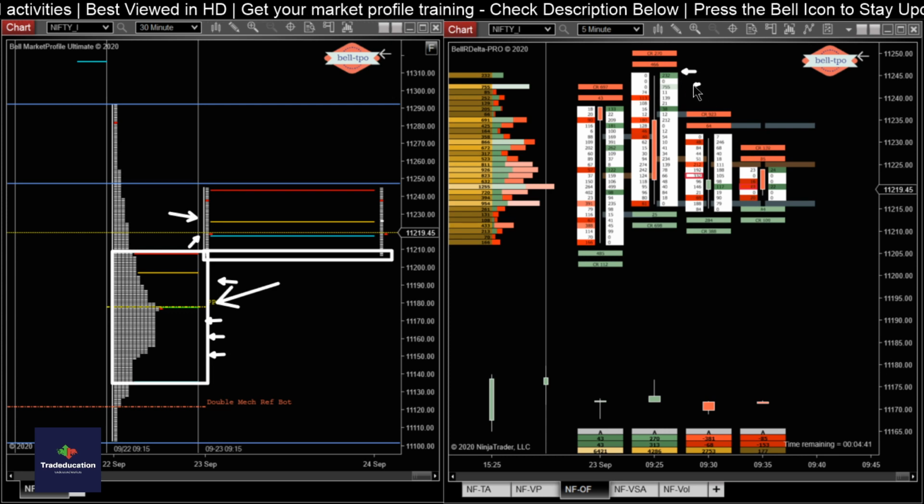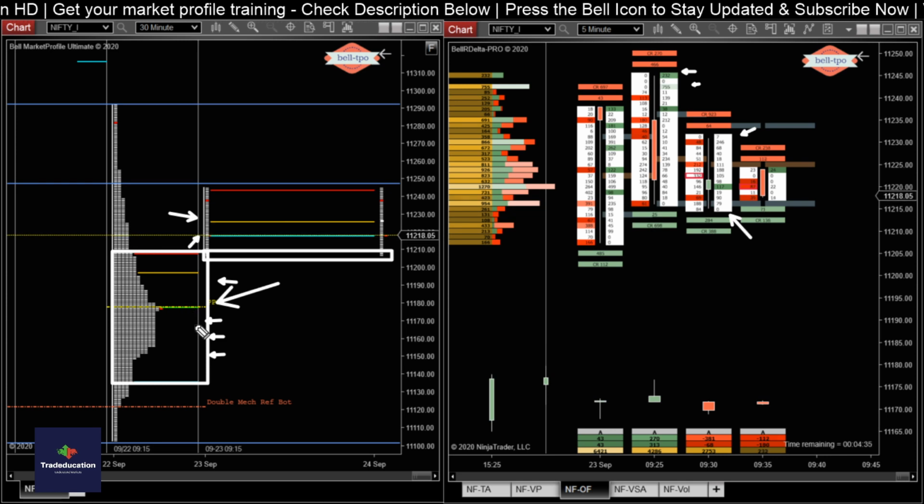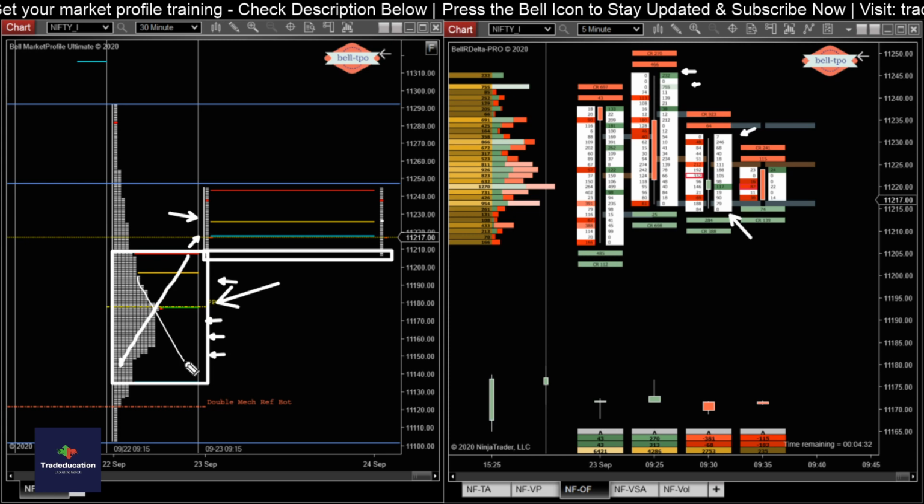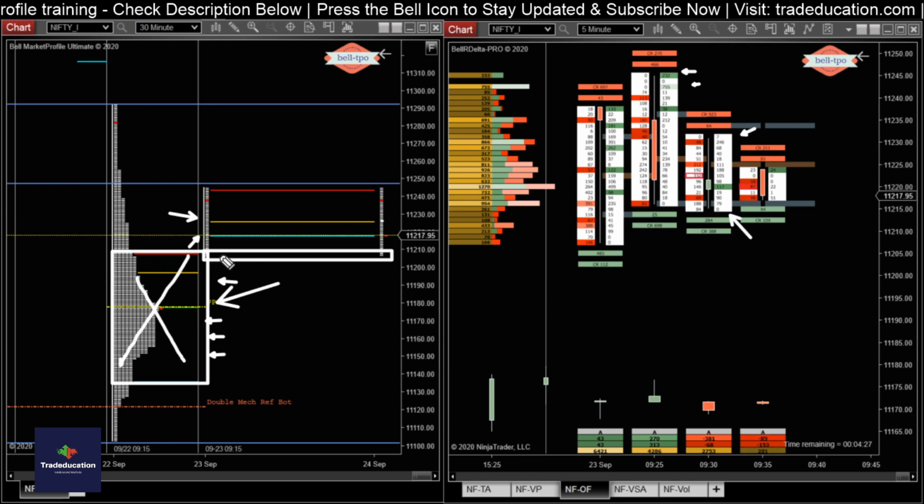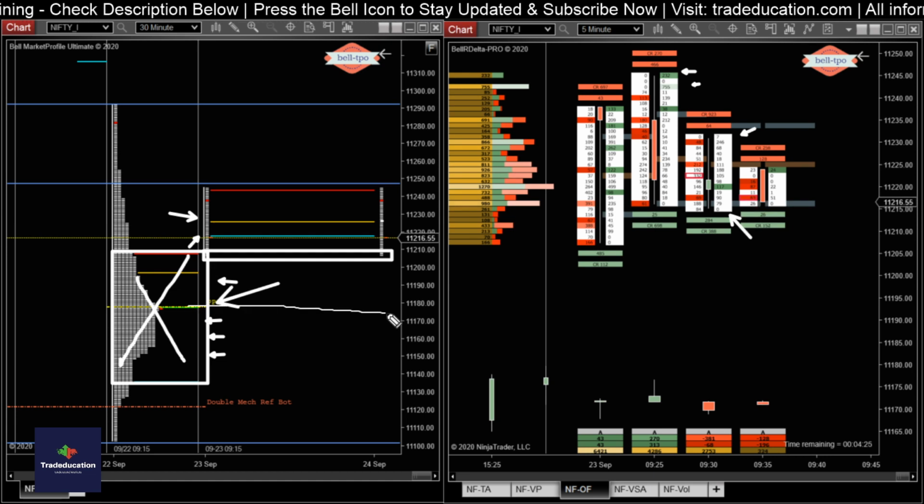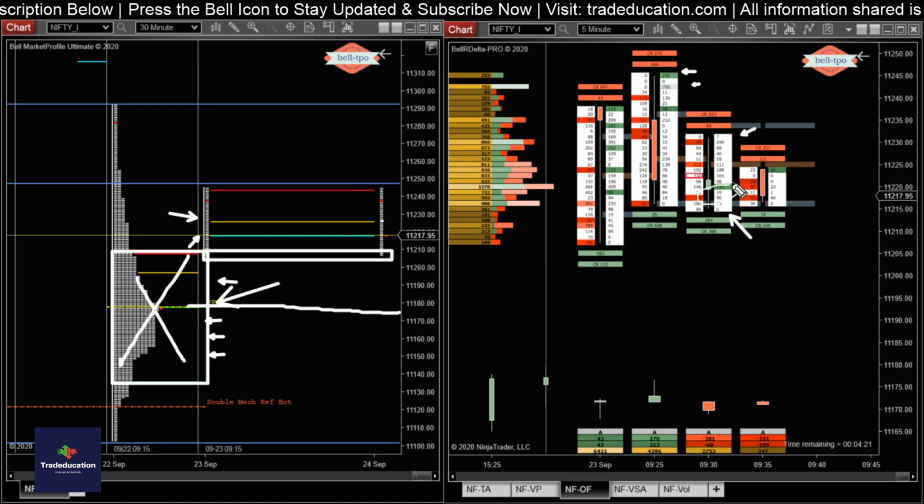I'm looking for momentum buyers to step in. If there is a lack of momentum buyers, then this particular hypothesis fails, and my understanding is incorrect. Then I'll change my thinking and try to take a short trade with a target of PPOC. So I'm looking for momentum buyers, and there are very few.